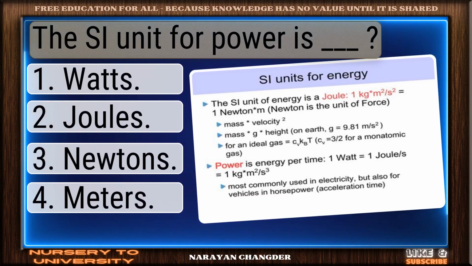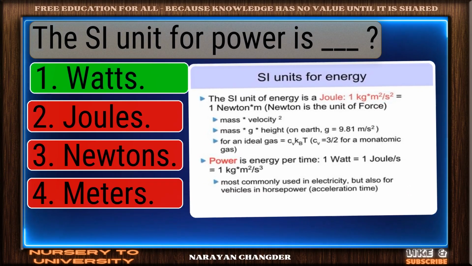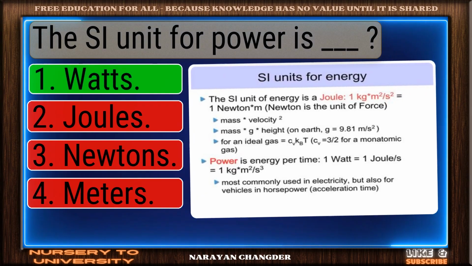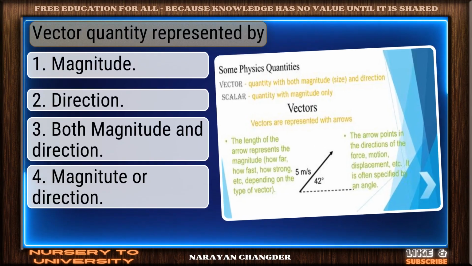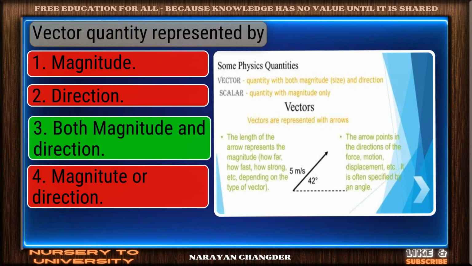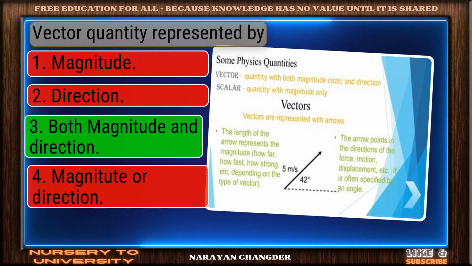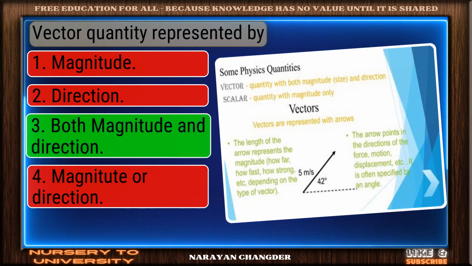The SI unit for power is dash. Perfect. Watts is the correct choice. Vector quantity represented by. Sharp thinking. Both magnitude and direction is the right choice.